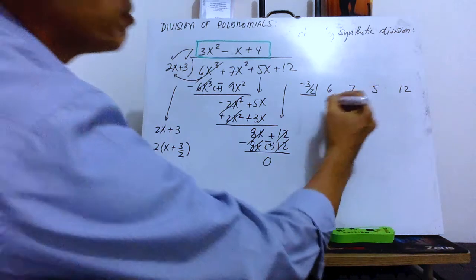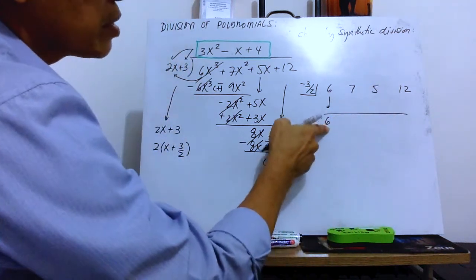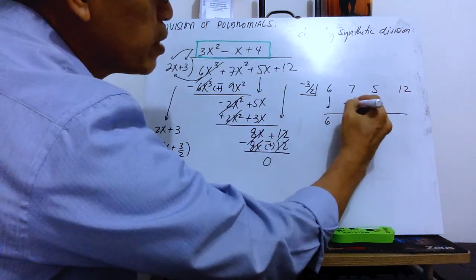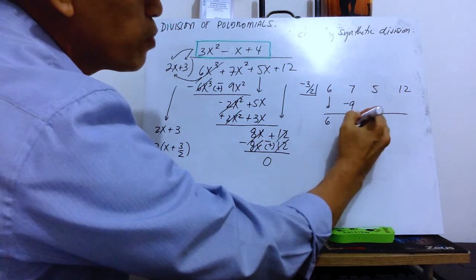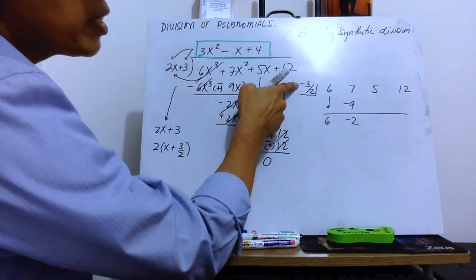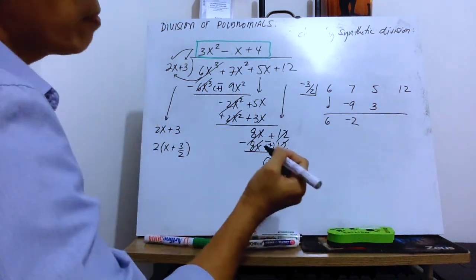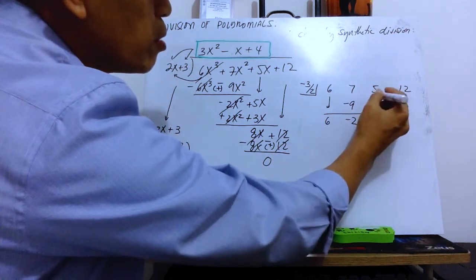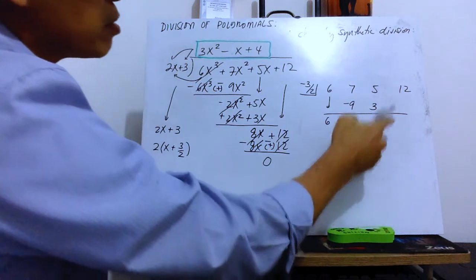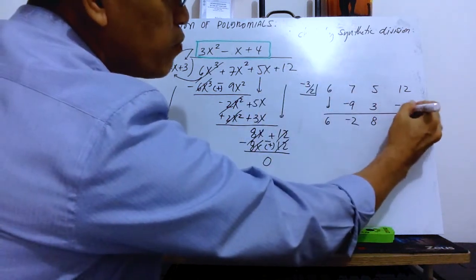All right, let's begin. Bring down the 6. 6 times negative 3, that's negative 18, divided by 2, that's negative 9. 7 minus 9, that's negative 2. Negative 2 times negative 3, that's positive 6, divided by 2, that's 3. Okay. And then 5 plus 3, we get 8. And then 8 times negative 3, that's negative 24, divided by 2, that's negative 12, 0.